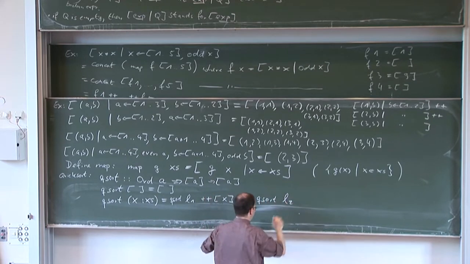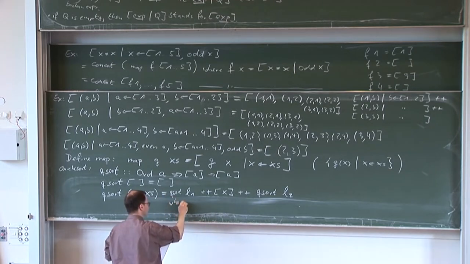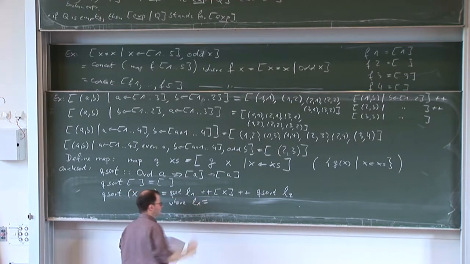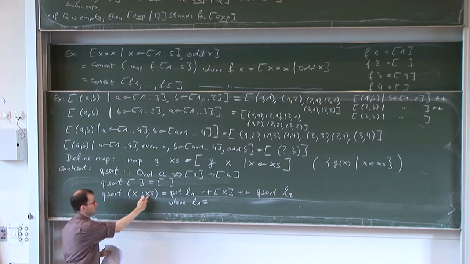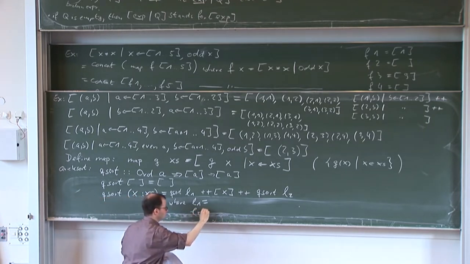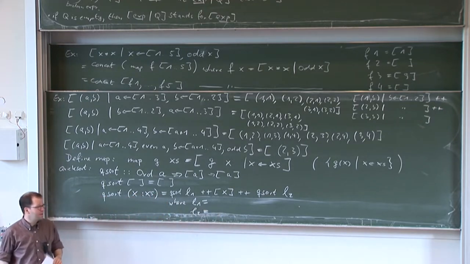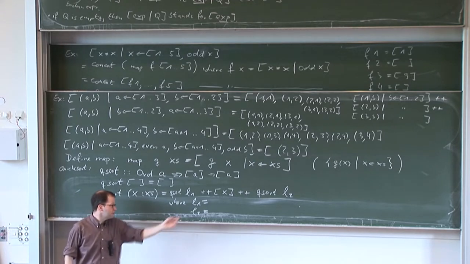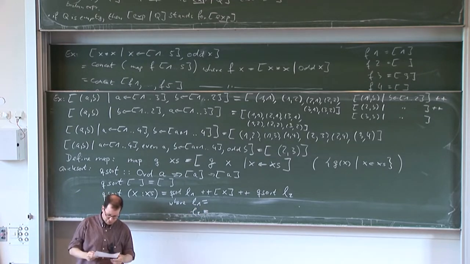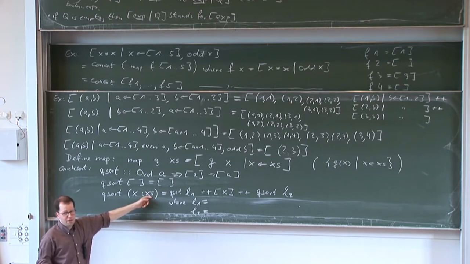And now what is L1 and L2? So L1 are those elements of this list that are smaller than x, and L2 are those elements that are greater or greater equal than x. I mean, the list may also contain duplicates, so those that are equal to x we either have to put into L1 or to L2. So how can we make sure that L1 are those elements of XS which are smaller than x?